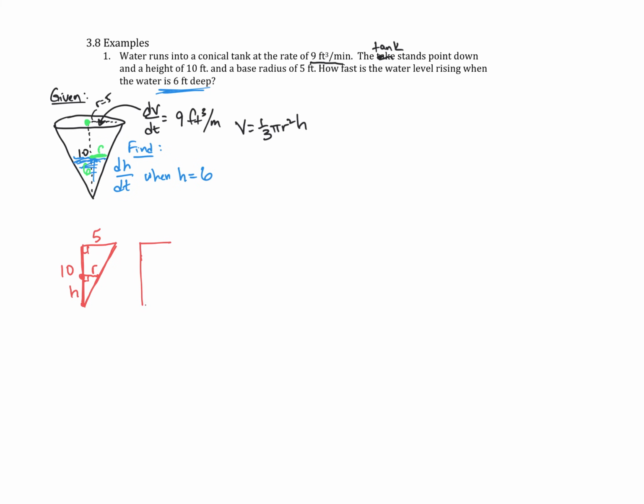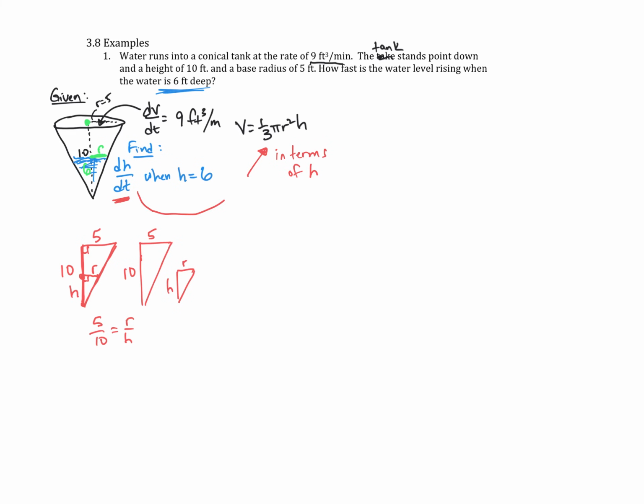You've got this one, that's 10 by 5, and then you've got the little one in here that's some sort of h by r. So you can set up a ratio. We could say 5 to 10 equals r to h. So what are we going to do with this ratio? Well, look, I need to solve for dh/dt. So I just want to keep this in terms of h.